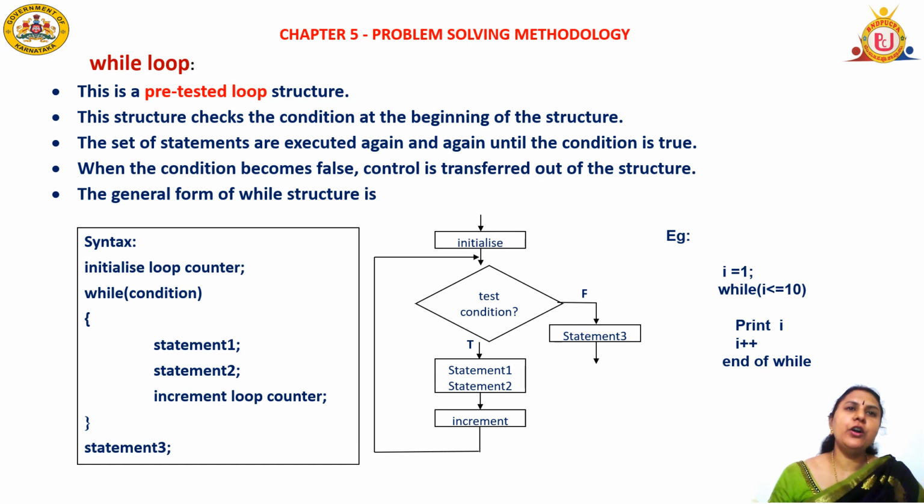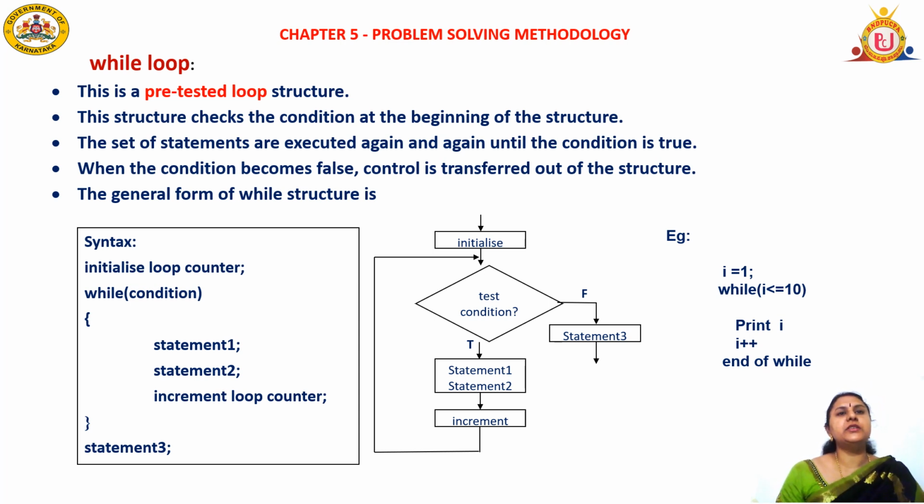Students, before discussing the while loop, we should know what the looping elements are. The first one is initialization, the second one is condition checking, the third one is increment or decrement. Where exactly we place the condition in the program decides whether it is a while loop, do while, or for loop. First, we are going to discuss the while loop.